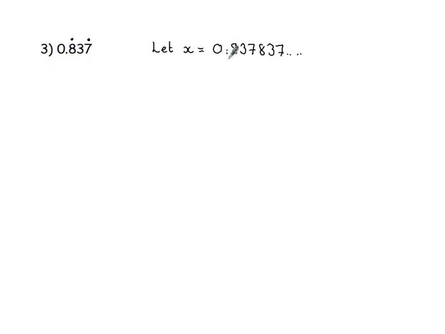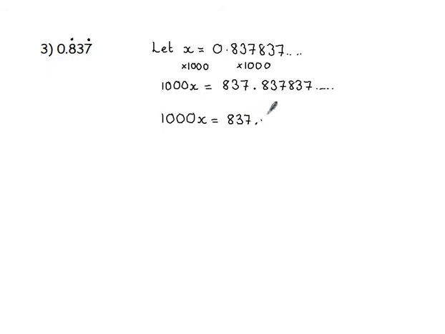So this time we need to multiply it by 1000. So we're going to multiply both sides of the equation by 1000. So it gives us 1000x equals 837.837, 837, etc. Because remember, that carries on forever as it's recurring. Again, we want to subtract now. So the 1000x goes on the top, equals that 837.837 recurring.